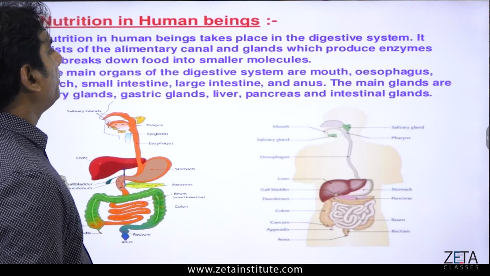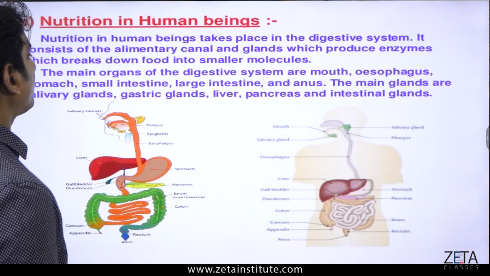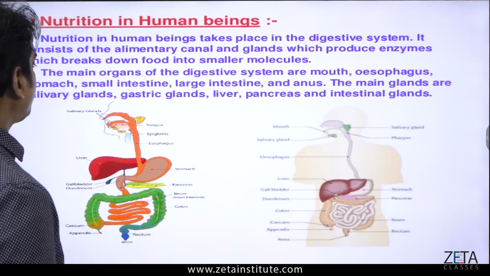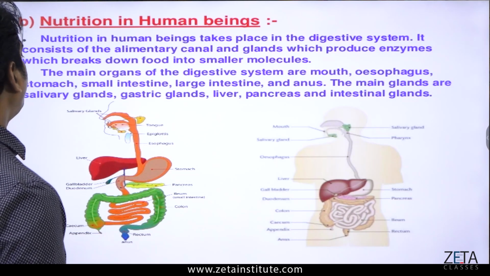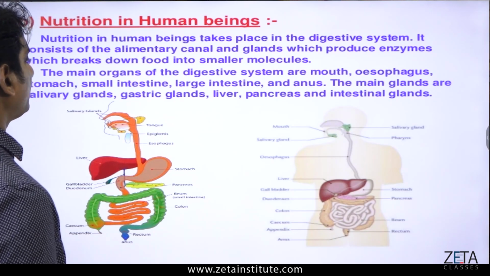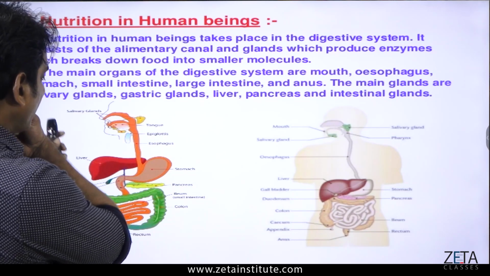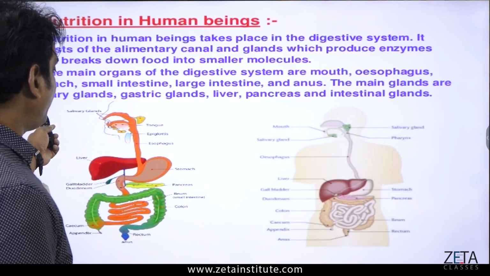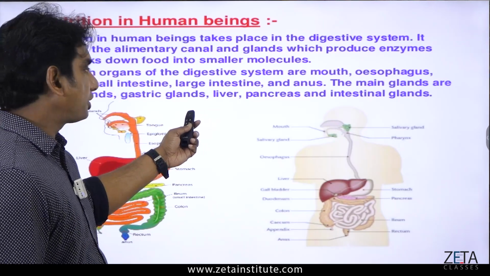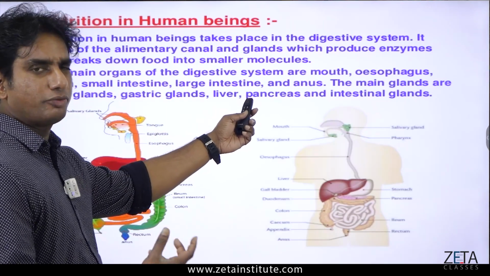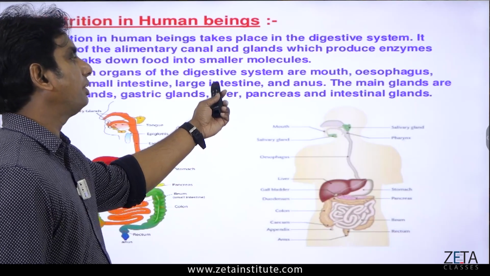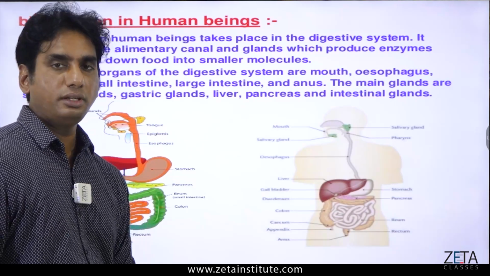So nutrition in human beings takes place in the digestive system. It consists of the alimentary canal and digestive glands. Main organs are the mouth, esophagus, stomach, small intestine, large intestine and anus. Main glands are the salivary glands which produce saliva, gastric glands which produce gastric juice, the liver and pancreas, both of which produce bile, the liver being the largest, and intestinal glands producing enzymes.